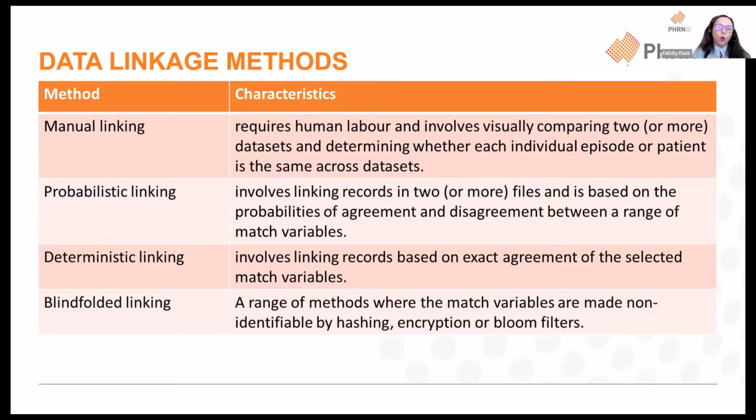And the quality depends on the quality of your matching variables. And then the fourth kind of linkage, which is actually a whole group of different linkage methods, but can be categorized as blindfolded linkage, are a range of different methods where your match variables are made non-identifiable by hashing, encryption, or Bloom filters. This is sometimes used when, for various reasons, you can't get access to identifiers for your linkage. So there, you can read up on those if you want to know more.